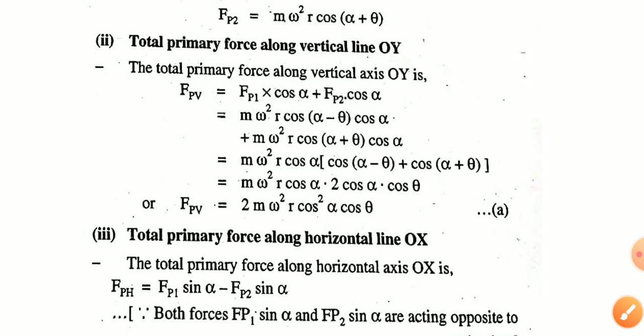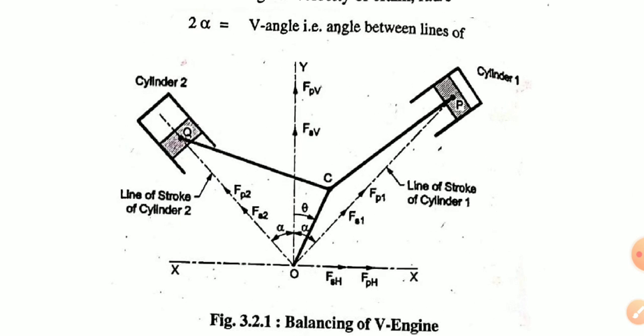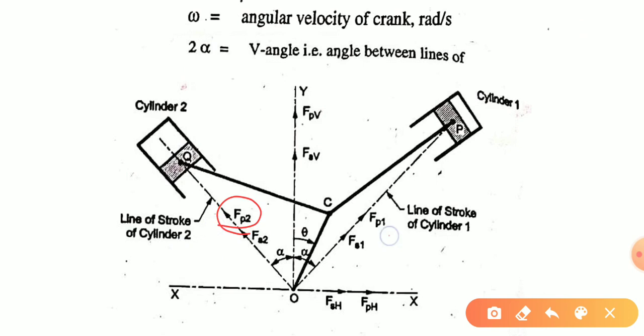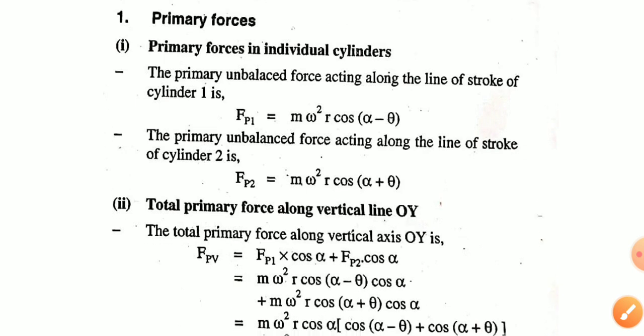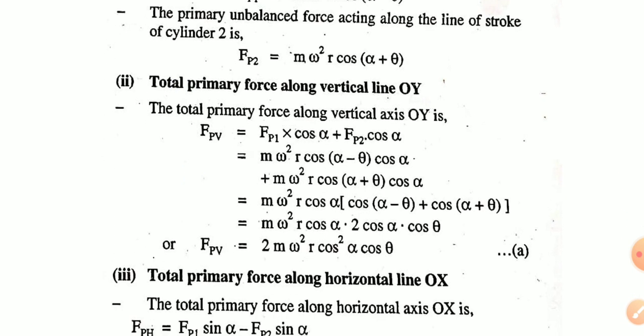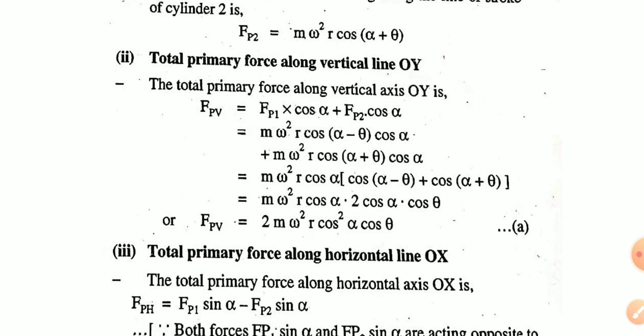Now the total force along the vertical line: Fp1 and Fp2 will have the cos component, as you can see over here, and the horizontal will have the sine component. So the total vertical force will be Fp1 into cos alpha plus Fp2 into cos alpha. By resolving this we will get the primary force in the vertical direction.